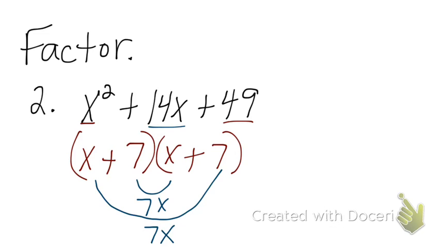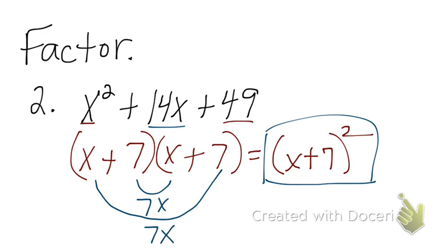You could also FOIL (x + 7) times (x + 7). That would be another way to check it, but we've kind of already done part of the foiling process, so we really just need to check the inner and outer product and make sure we're getting 14x here. So our final answer, again, (x plus 7) squared.